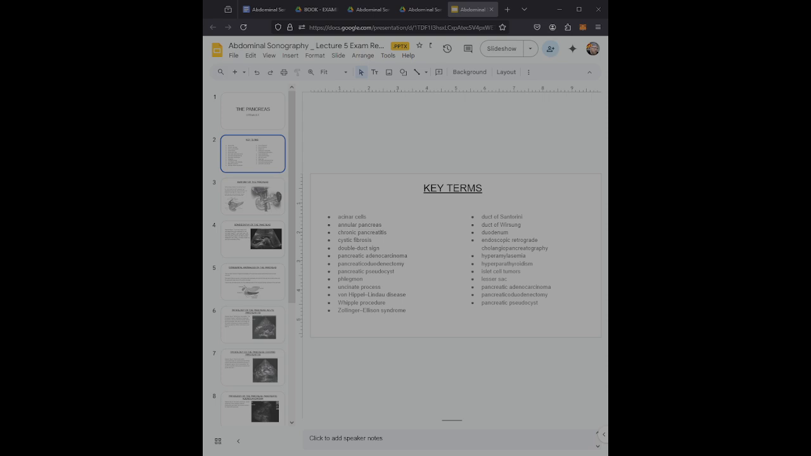An uncinate process is a posterior medial extension of the pancreatic head. And von Hippel-Lindau disease is a hereditary disease that includes the development of cysts within the pancreas and other organs. Zollinger-Ellison syndrome is a syndrome that includes an excessive secretion of acid by the stomach, and this is caused by a functional gastrinoma in the pancreas.